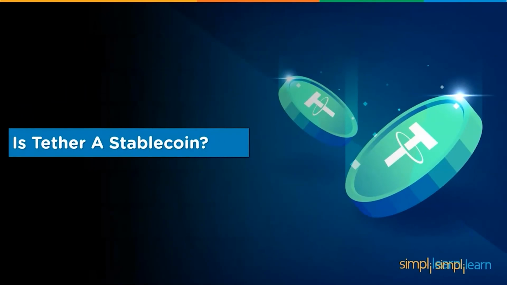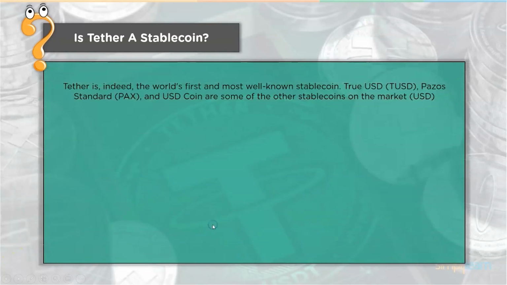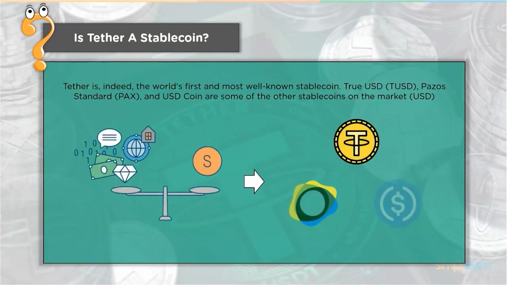So is Tether a stablecoin? The stablecoin industry strives to eliminate volatility, allowing Bitcoin to function as a safe haven rather than a dangerous investment. In a volatile cryptocurrency market, where it would be difficult to convert back and forth between cash and a cryptocurrency like Bitcoin, stablecoins provide liquidity. So Tether is indeed the world's first and most well-known stablecoin.